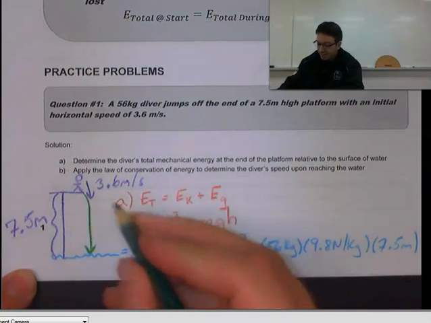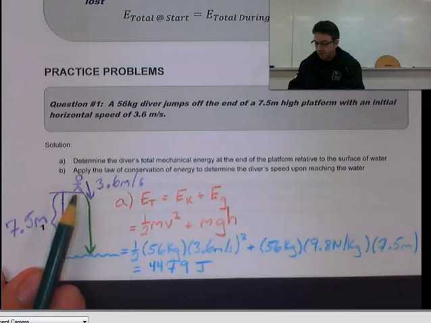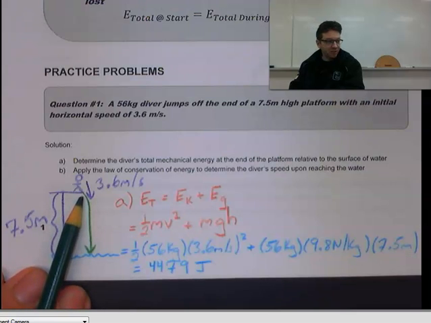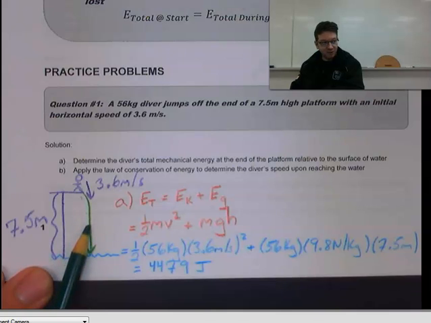Now right at the top, total energy is 4,479 joules. Right here, it's 4,479 joules. That total energy doesn't change. So if the total energy at the bottom is 4,479 joules, we can also say that the only energy present at the bottom is kinetic.